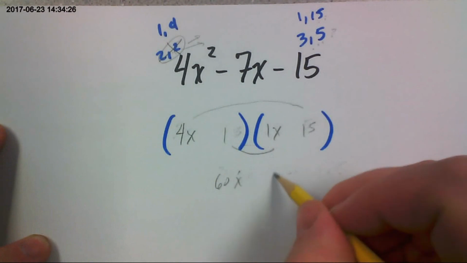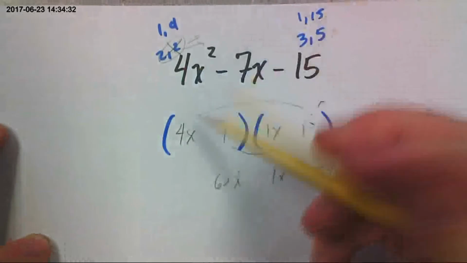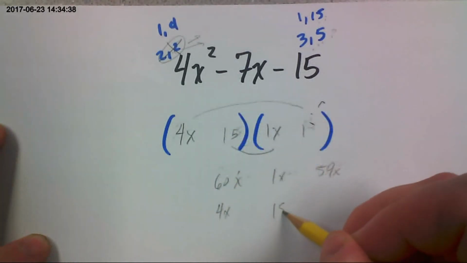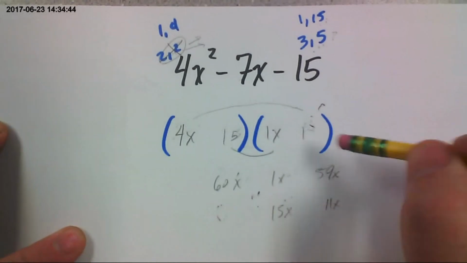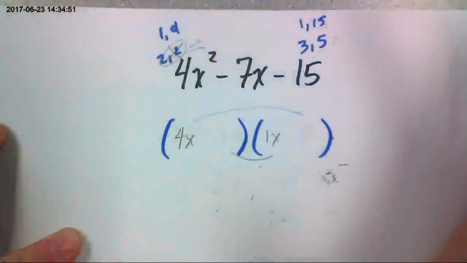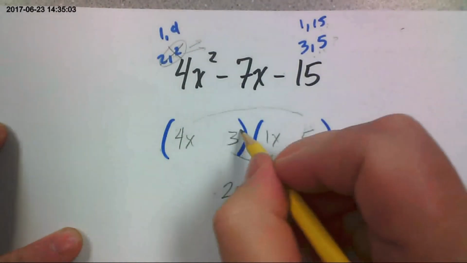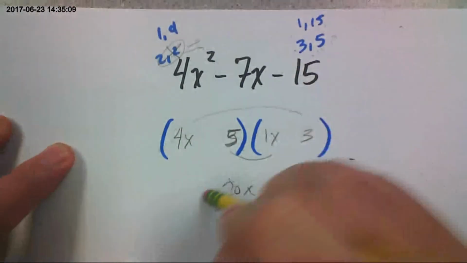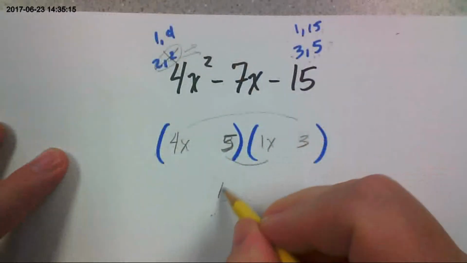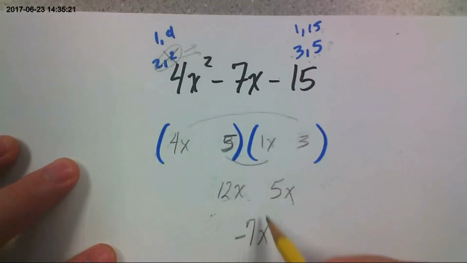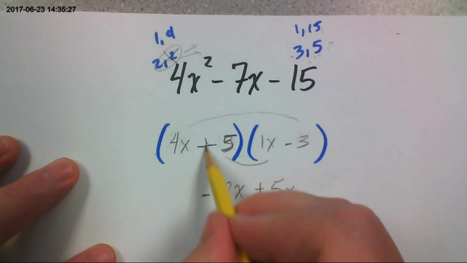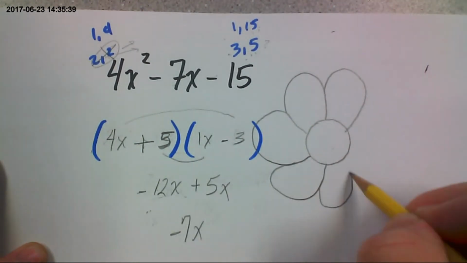Now we'll try 15 and 1 and we get 59, and you could switch it and you get 4 and 15. The difference of those is 11. That doesn't work either. So 1 and 15 is not the dad. 3 and 5 is. We just got to figure out the order. So if it doesn't work one way, you just switch it, and then you try it until you get it. So there you go. 12 and 5, 7. Now, the sign, you got to make sure it goes in the right place, and you are done.